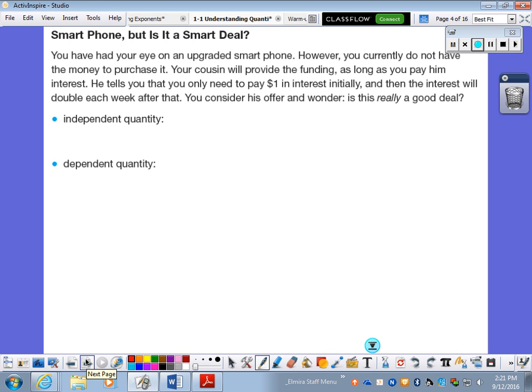Smartphone, but is it a smart deal? You have your eye on an upgraded smartphone. However, you currently do not have the money to purchase it. Your cousin will provide the funding as long as you pay him interest. He tells you you need to pay $1 in interest initially, and then the interest will double each week after that. You consider his offer and wonder, is this really a good deal? Let's see. So I see the word week in here, and this problem is about money.